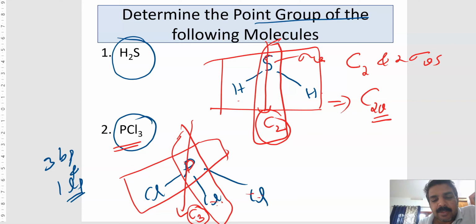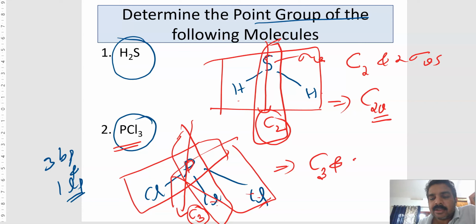This is a sigma plane, and another third sigma plane passing through the phosphorus and this chlorine atom. Okay, so the molecule has a C3 as the highest order rotation axis, and there are 3 sigma V's. No sigma H is present here. The sigma H is not present in this case. So the point group will be C3V. Okay, clear.